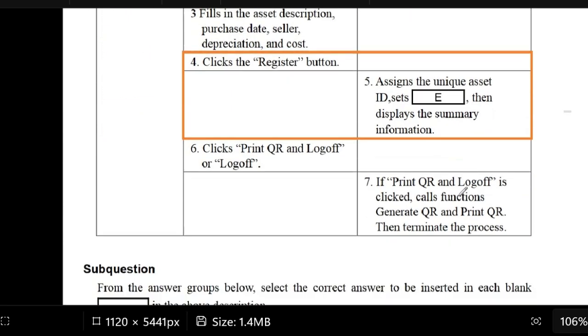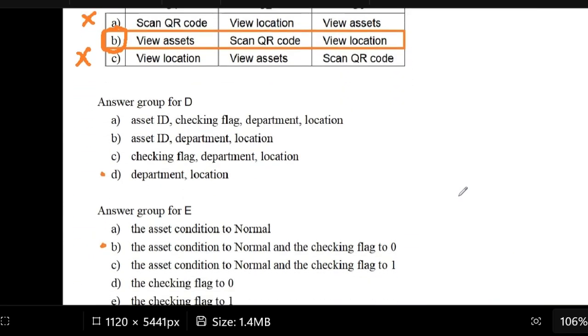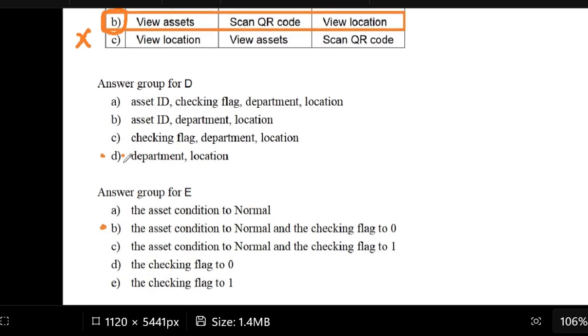That's why for answer group D, it should be letter D.